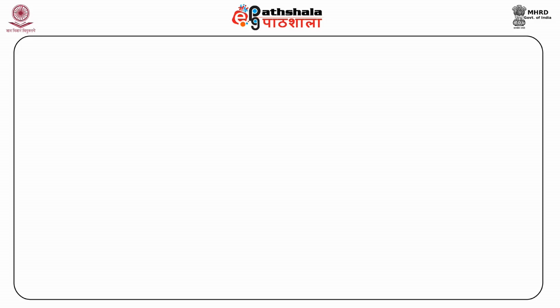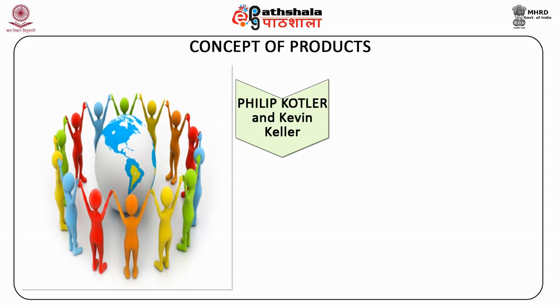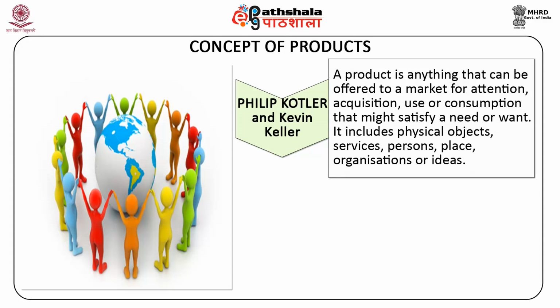Next, we will talk about the concept of product. According to Philip Kotler 1999 and Kevin Keller 2012, a product is anything that can be offered to a market for attention, acquisition, use or consumption that might satisfy a need or want. It includes physical objects, services, persons, places, organizations or ideas.